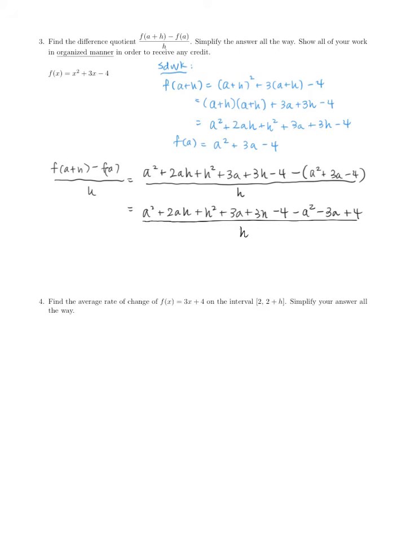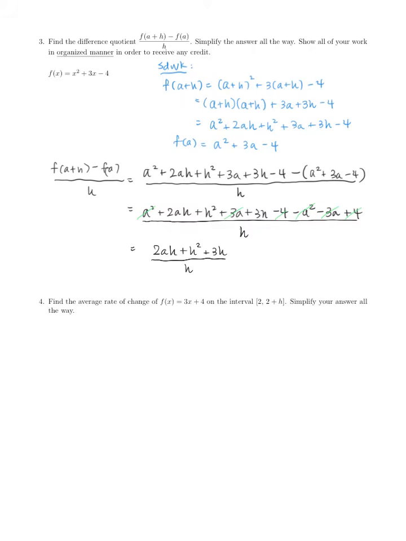Okay, so now you should be able to cancel a lot of terms after this stage. So let me see, what can I cancel? A squared, and then what else? 3a's, I can cancel that. And then 4's I can cancel. Oh, look at that. Now who's left over? So this is going to equal what? 2ah plus h squared. Anybody left over on the top? Yep, plus 3h. Whole thing divided by h.